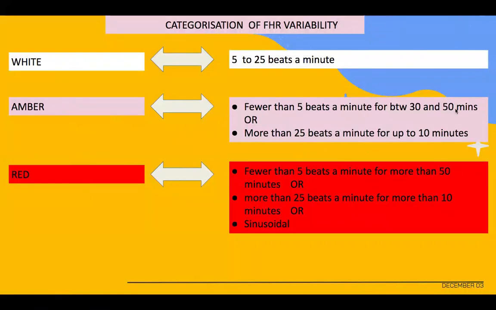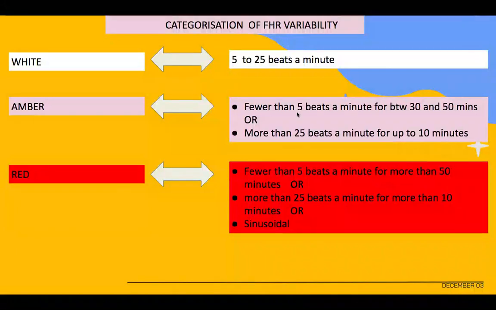5 beats for up to 50 minutes, 25 beats for up to 10 minutes. I was already telling that 25 beats is less likely that you will see. And fewer than 5 beats for more than 50. Here up till 50 minutes, here you will say more than 50 minutes. Here it is up to 10 minutes, here you will say more than 10 minutes. So remember just these two figures, up to 50, up to 10, more than 50 and more than 10, right? Anyone can revise with me, please?